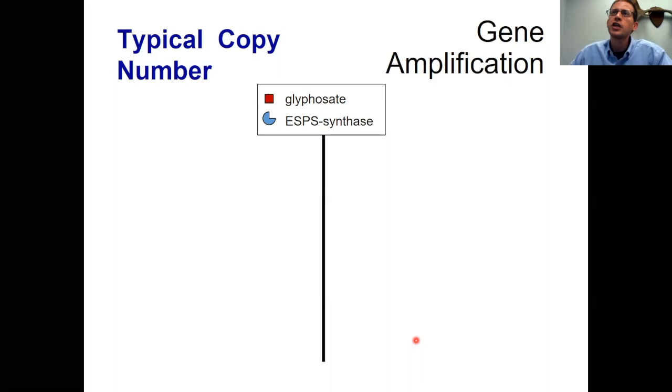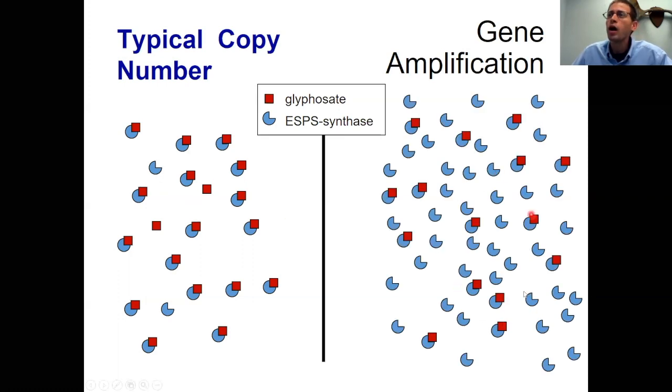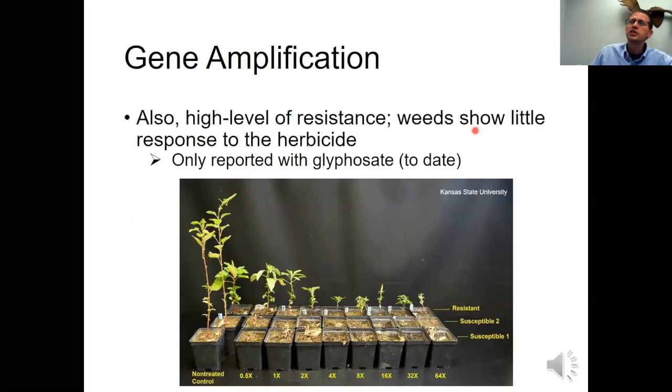Another type of herbicide resistance occurs through gene amplification or overexpression of the target enzyme. Under normal circumstances, there are just enough of these enzyme target sites for the herbicide to bind and prevent those amino acids from being developed. However, herbicide-resistant plants will actually produce more of these target sites than the herbicide can bind to. Gene amplification also confers a high level of resistance, with the weeds showing little or no response to that herbicide.